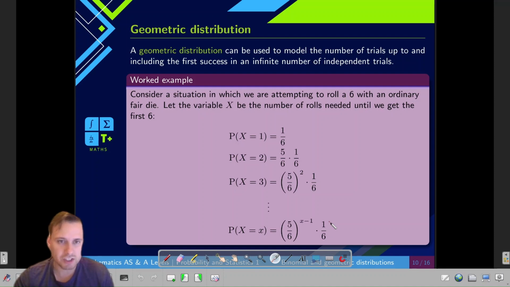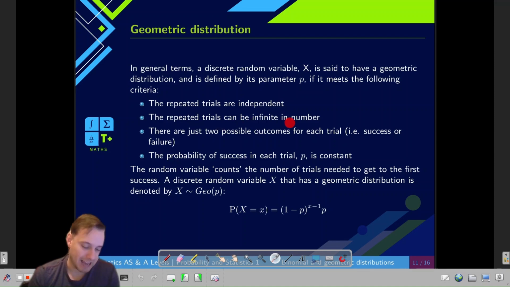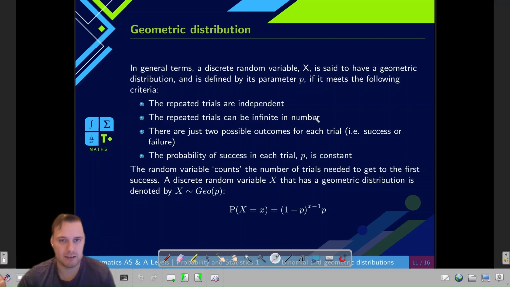So, what are the conditions for a variable to be geometrically distributed? Well, we have repeated trials that are independent, and we're only going to have one parameter, that's p. In this case, we can think of infinite trials. That's not going to be a restriction to our thinking as it was when we had the binomial. And again, we have only 2 possible outcomes, success or failure, and the probability p is always constant.